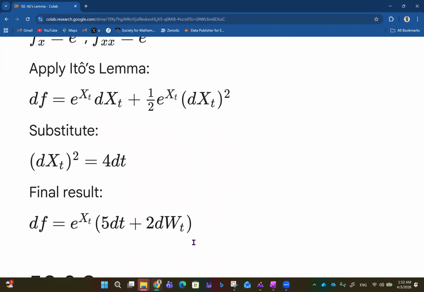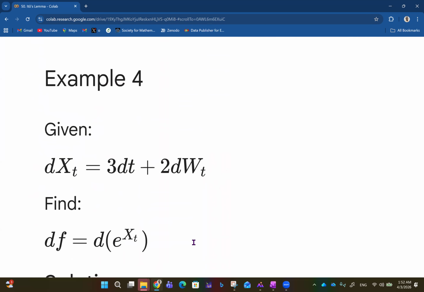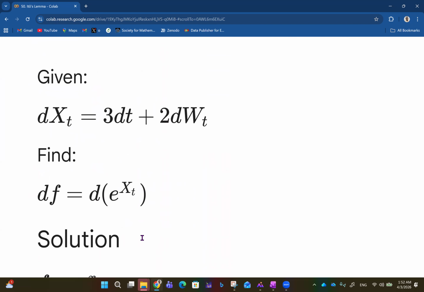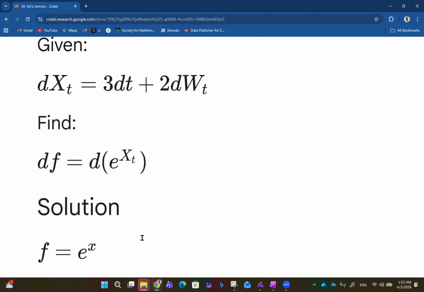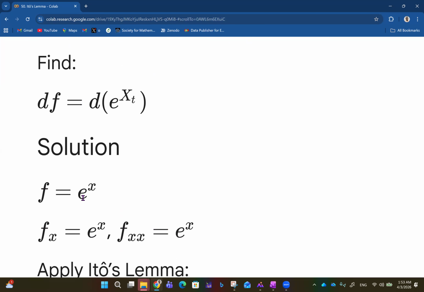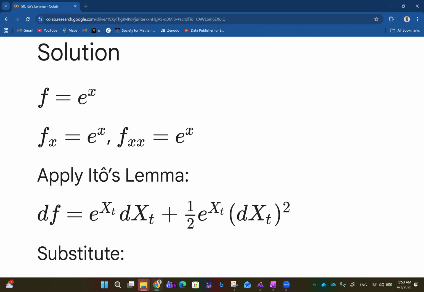So we have a final example before we round off. We have example 4 here, which says, given dXt equals 3dt plus 2dWt, find df, where f is e raised to power X of t. So the solution: first of all, f is e raised to power x, and then fx will be e raised to power x. fxx is also e raised to power x. If you apply Ito's lemma, that simply means that we have df to be first derivative, that's e raised to xt dxt plus second derivative now.